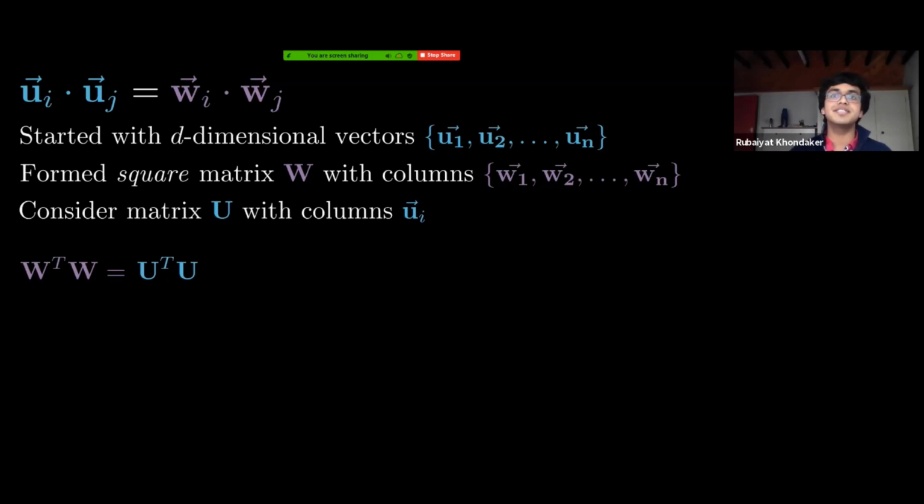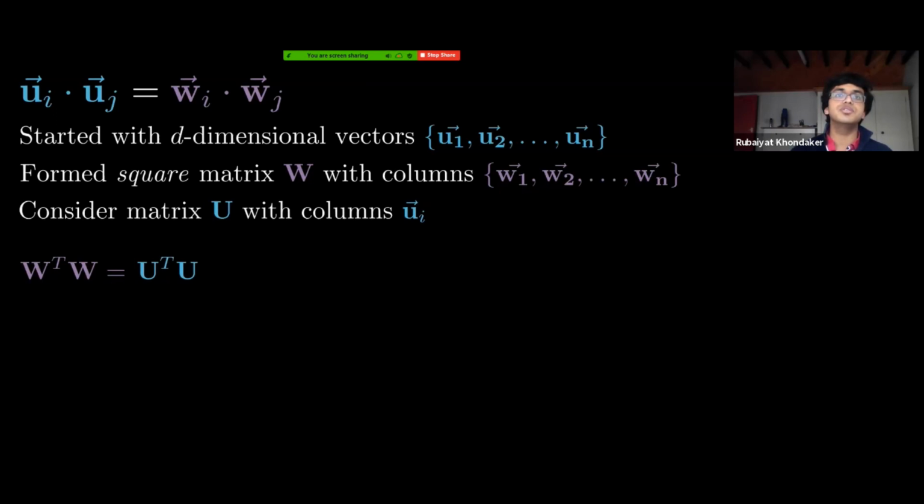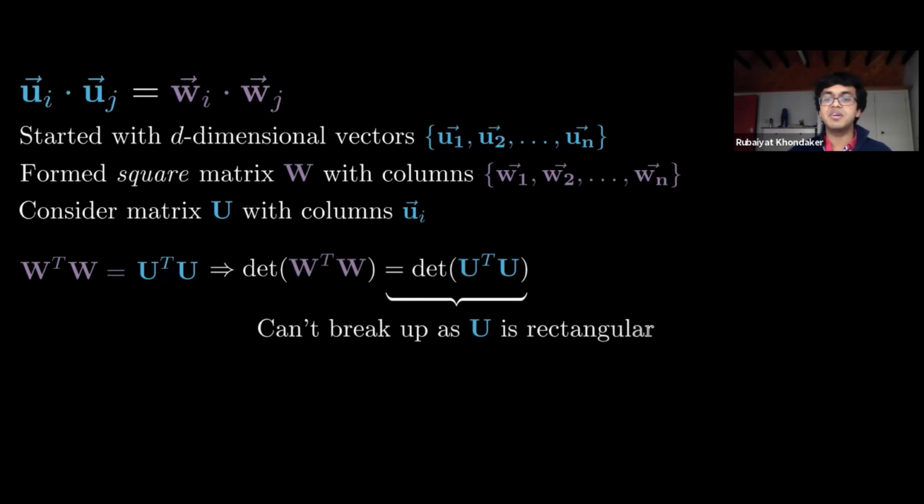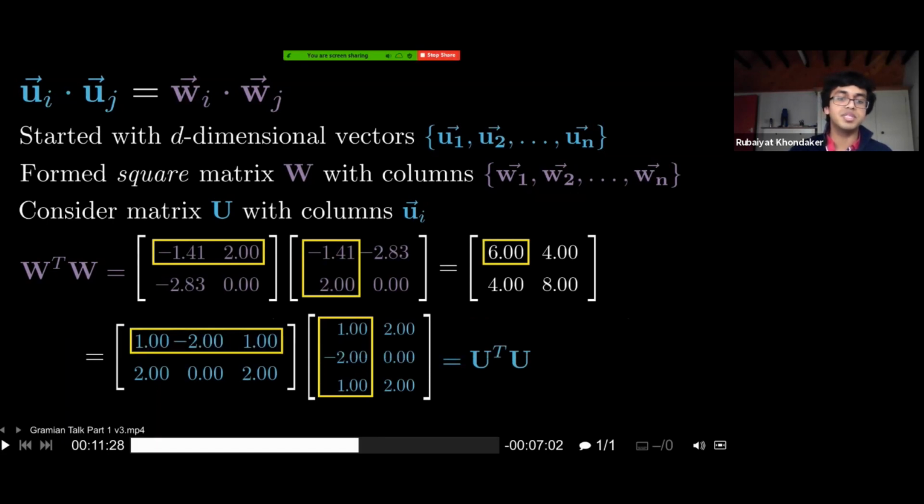The great thing about this is that you don't need to figure out what the orthogonal matrix is to compute U transpose U. You just need to know the vectors, and you are given that information at the start. So what we do is take determinants on both sides. Now, we can't break up the right determinant because U is a rectangular matrix, so we wouldn't be able to break it up as det U times det U transpose.